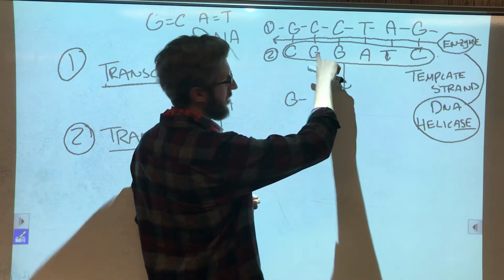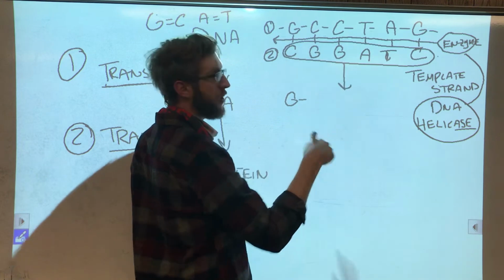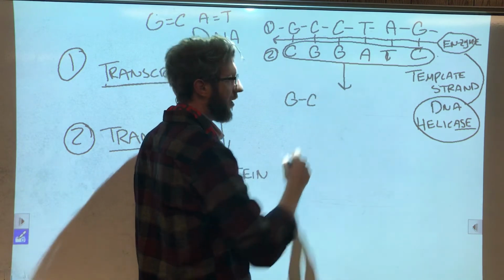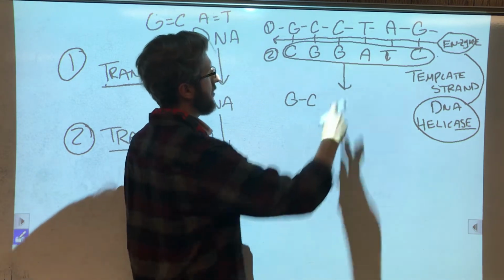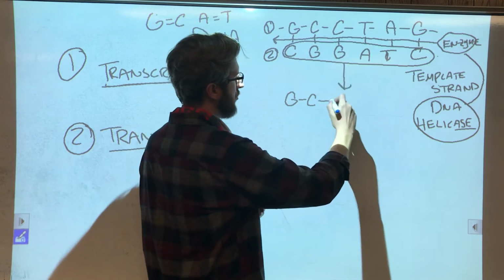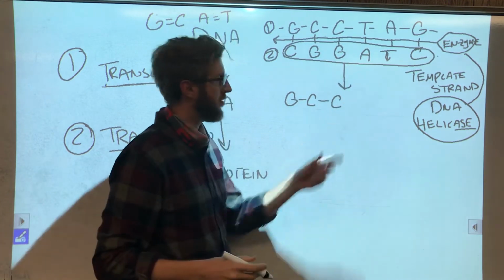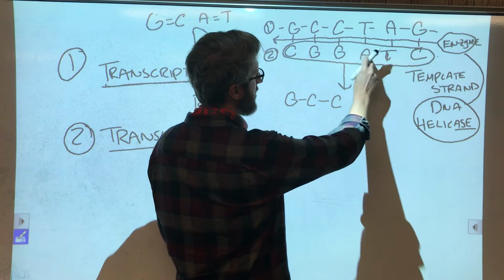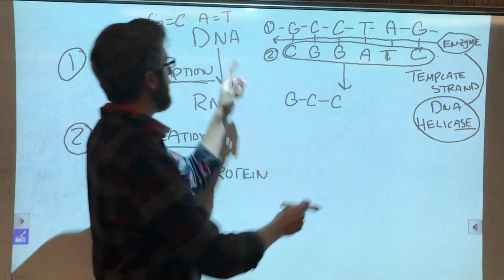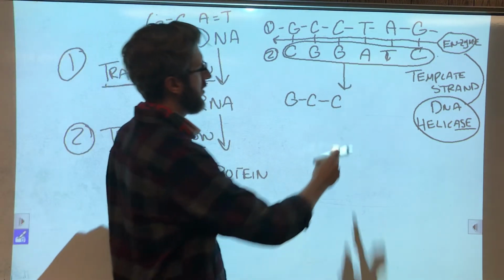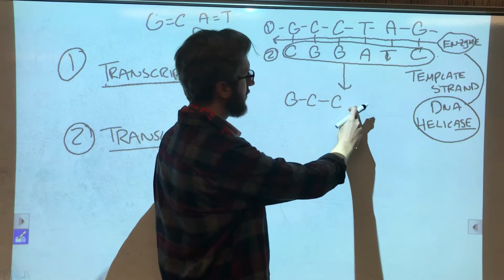This G up here is going to be rewritten as its pair, a C. Same thing with this G, it will be rewritten as its pair, the C. And then this A, well, A and T go together, so this should be a T, right?